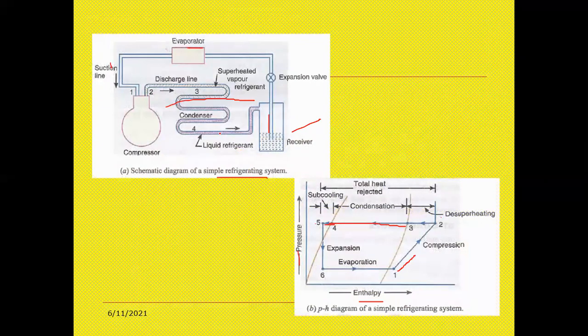Here the phases are shown: 1 to 2 is the compression. 2 to 3 is the discharge line, and 3 to 4 is the condenser process. 4 to 5 is the subcooling process, and 5 to 6 is the expansion process. So there is a process happening in this condenser stage. Got it?